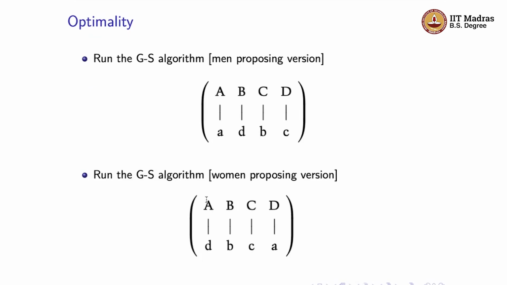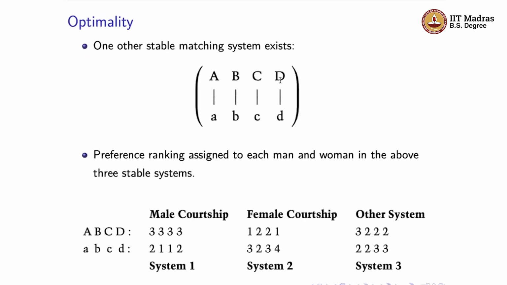D is going to be matched with Miss A, right? So we can see that this is a different outcome compared to the one where the men were proposing, right? Now, it turns out that there is actually another stable matching system which will exist with this preference profile. And this is the only other one that can exist. So there are overall 3 stable matching systems. You can verify this as well.